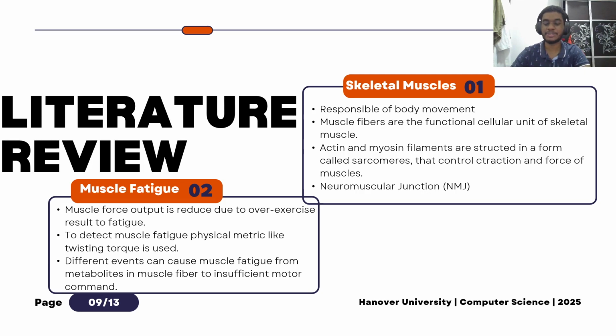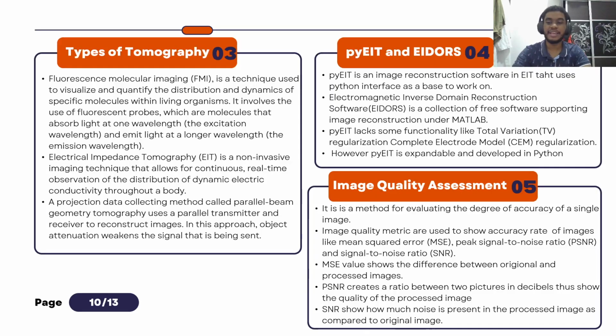And to detect this muscle fatigue, normally we will use physical metrics like twisting torque and maximum force. Different events can cause muscle fatigue, from metabolites in the muscle fiber to insufficient motor commands coming from the central nervous system. And then we have types of tomography. We'll start with fluorescent molecular imaging, which is a technique to visualize and quantify the distribution and dynamics of specific molecules within the living organism.